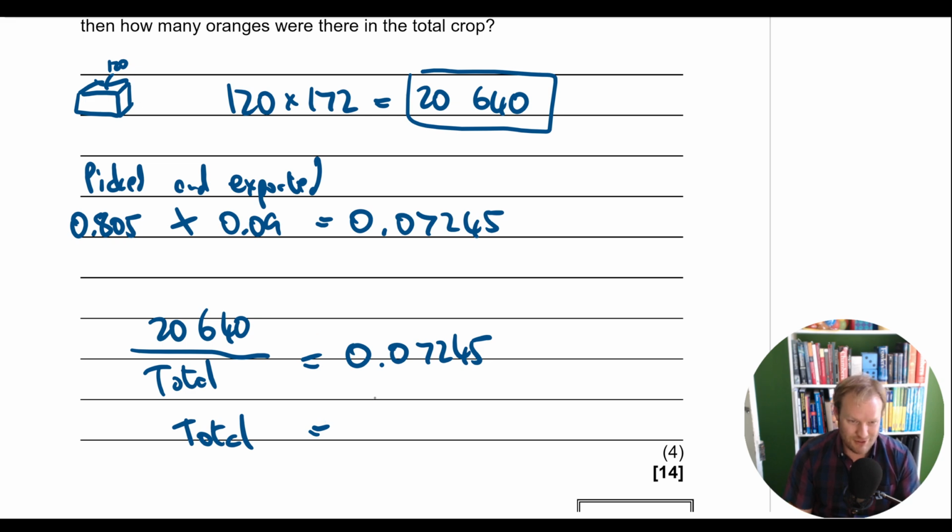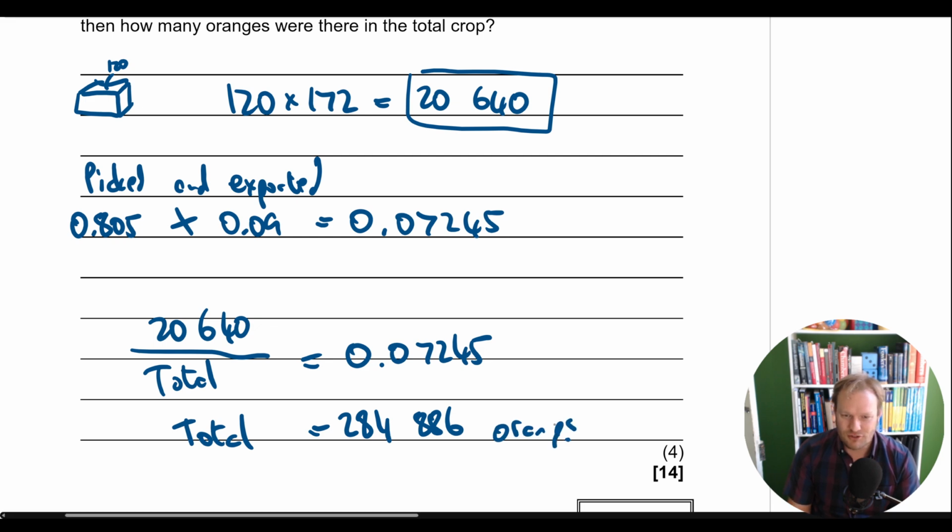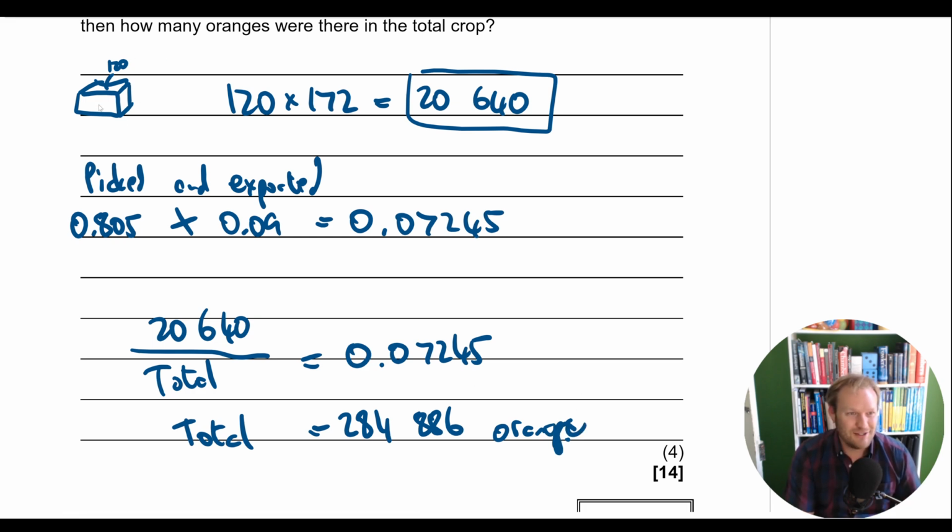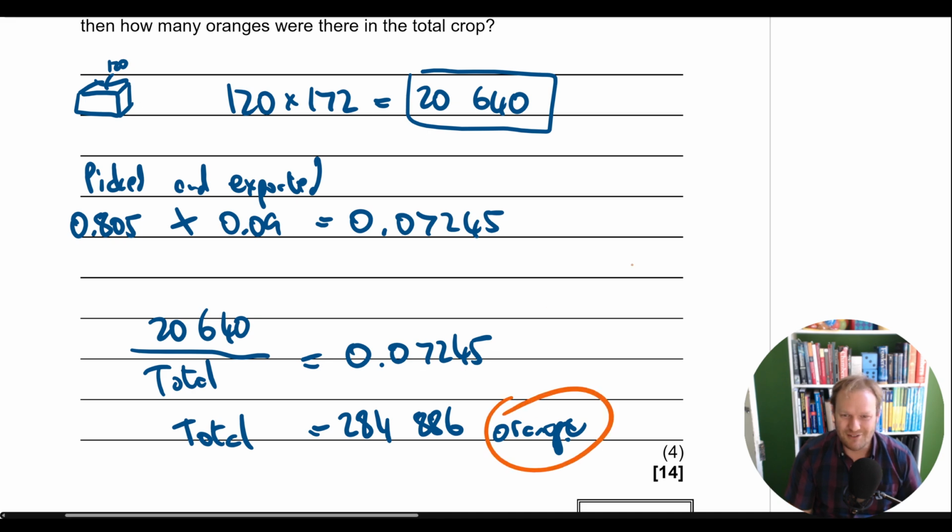Okay, so let's check it. I get 284,886.1284. Well, let's just go to the closest orange, shall we? So there were in total that many oranges. Oh, well, oranges. I should have written the whole thing in orange, hey? Well, there we go. Oranges, and we can call it a day on all those oranges.